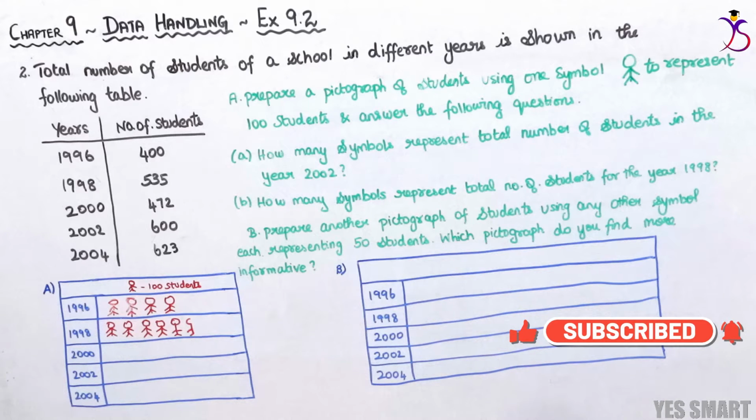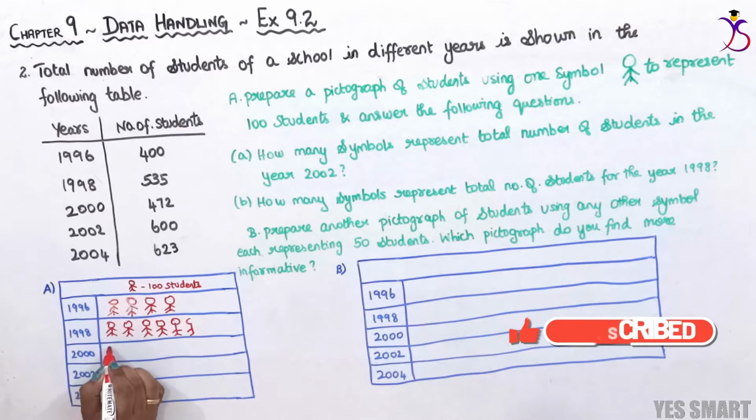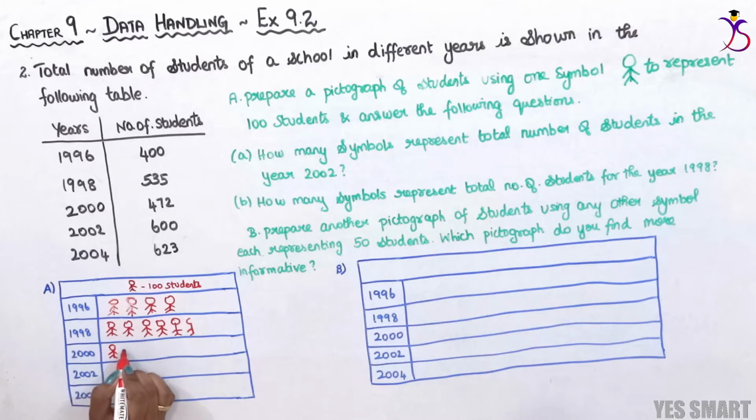Now 472. 4 complete symbols we will draw to represent 400, and for the 72, we will draw an incomplete symbol, just like a half of the doll, as we did for 1998. It means it is not 500, but it is greater than 400. It mentions like it is 400 plus.